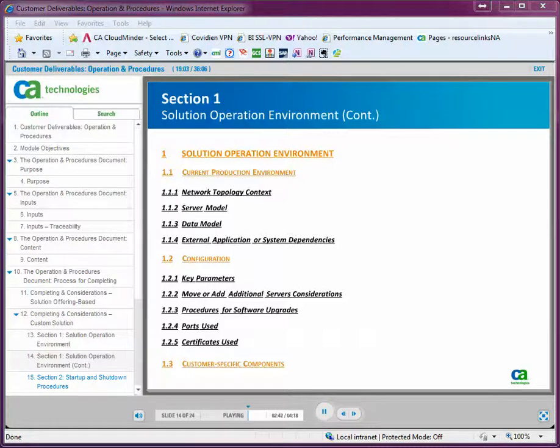The ports that are used in section 1.2.4. The purpose of this section is to document the ports that are used by each of the systems that make up the solution, that support the solution. This only needs to be documented in this guide if they have not been captured elsewhere.